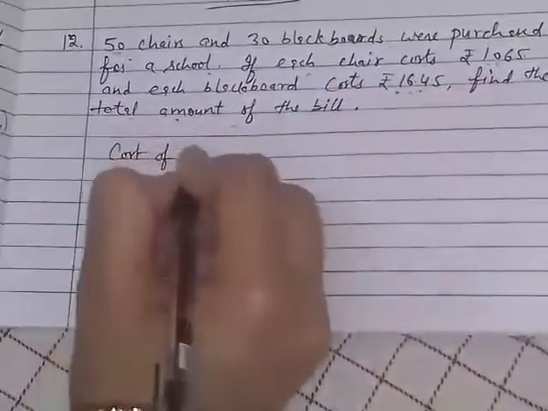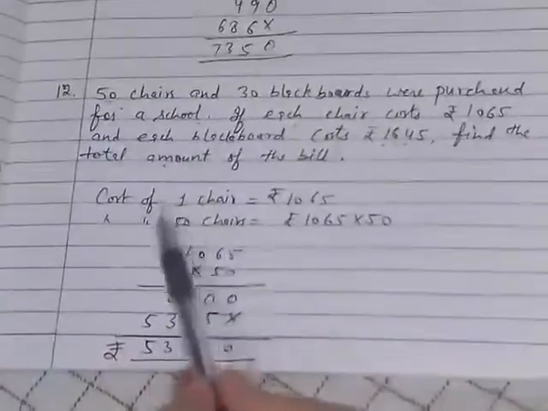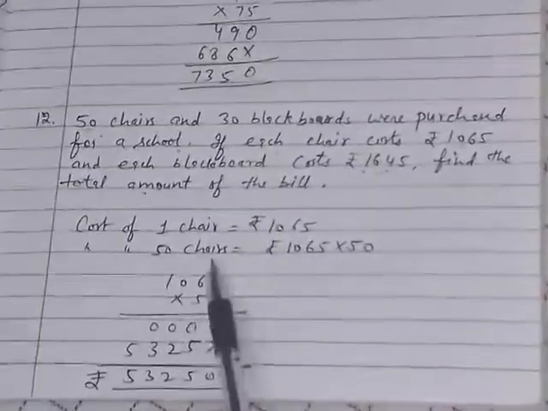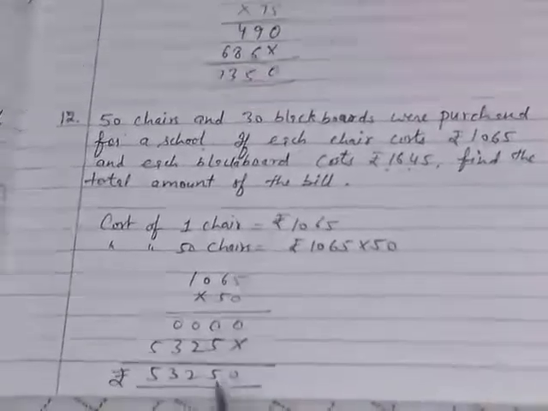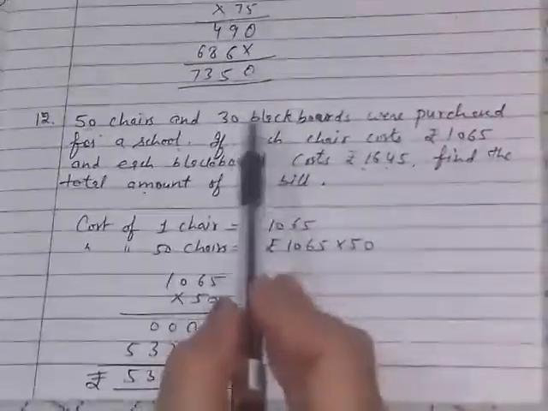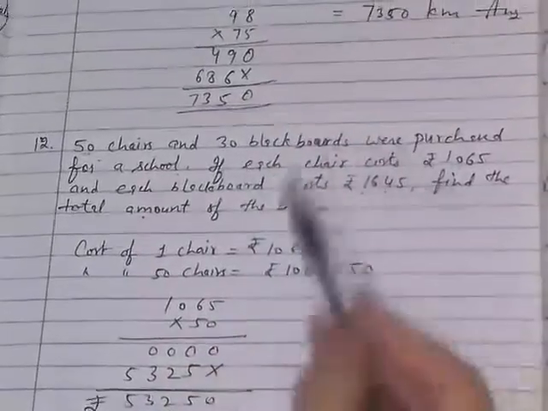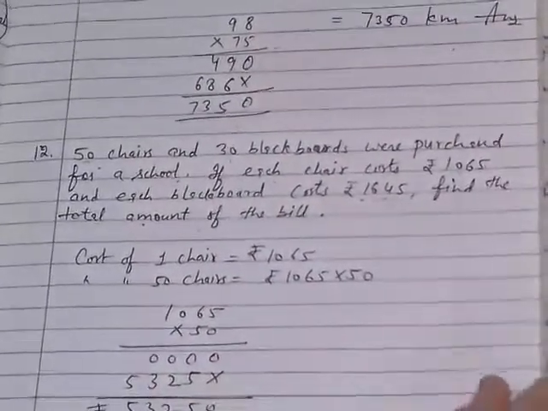Cost of one chair 1065, cost of 50 chairs, multiply these two. Then the cost of 50 chairs is this. Next we have to find the cost of 30 blackboards. Same, multiply with 30 and then add the total amount. Cost of one blackboard is 1645 and cost of 30 blackboards, multiply this. You know the multiplication. And then the total cost.